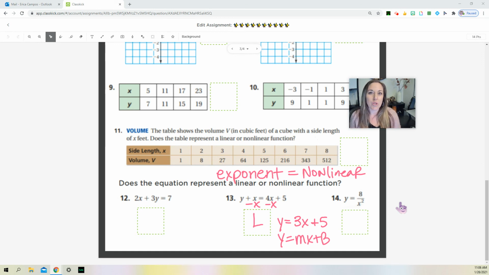Even if you don't know how to manipulate the equation and write it in that form, as long as there are no exponents and the x and the y are not in the denominator of a fraction, then it's going to be linear. Okay, hope that helped.